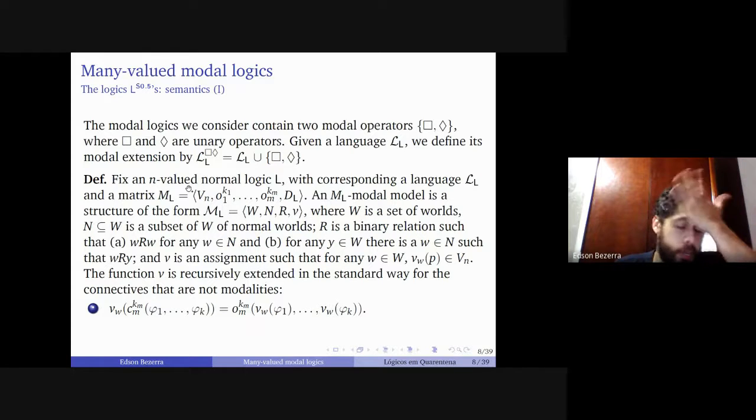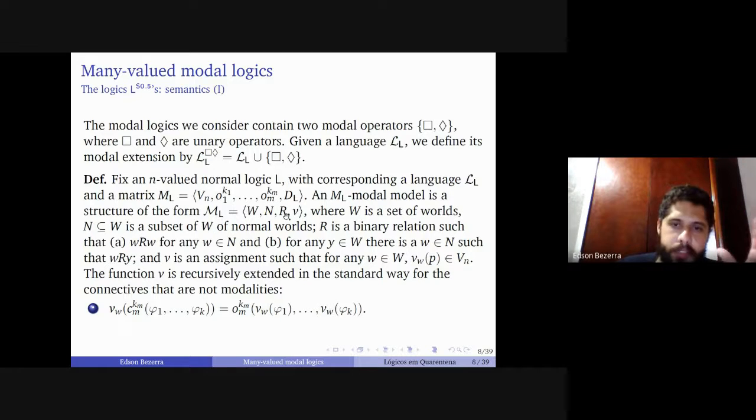So the modal semantics for these logics are defined as follows. We have the matrix for the many-valued logic L, and then we define the modal model of this many-valued logic LS0.5. These modal structures have a set of worlds, a subset of W of normal worlds, and an accessibility relation defined only for normal worlds, in the sense that every normal world sees the other worlds, but for the non-normal worlds we don't define the accessibility relation, okay?